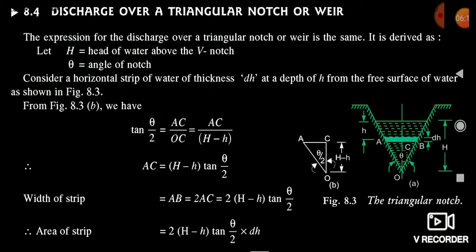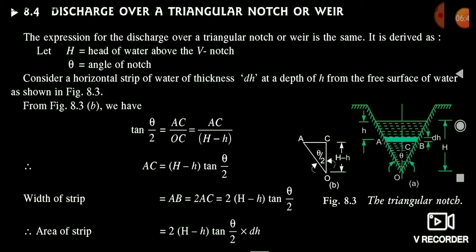You can see here the capital H. Capital H is the total height, and at a height small h from the top surface, we assume some surface area, that is delta H. And we will calculate the area of a strip. It is simple basic trigonometry. If you are able to understand, you can understand here, and if you are not able to understand, then also no problem. You have to remember the final results only, but you can try to understand here.